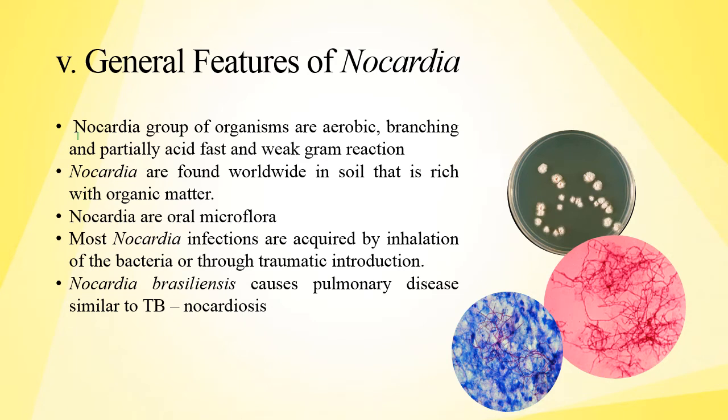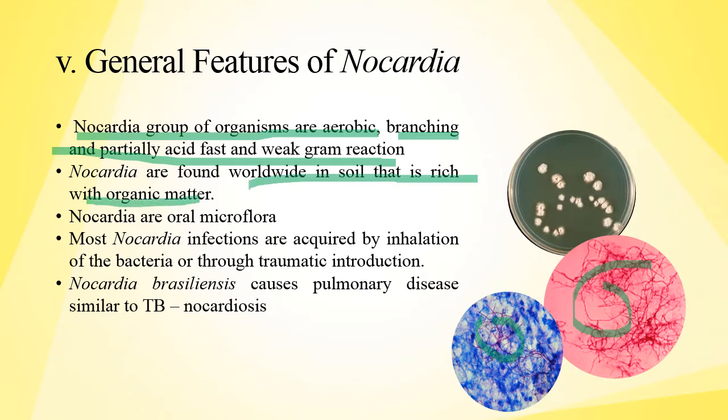On the other hand, Nocardia group of organisms are aerobic, branching, partially acid-fast, and weakly gram staining. So they'll look something like this under the microscope after staining. Nocardia are found worldwide in soil that is rich with organic matter. Nocardia are also oral microflora, so they can be found in your mouth area.